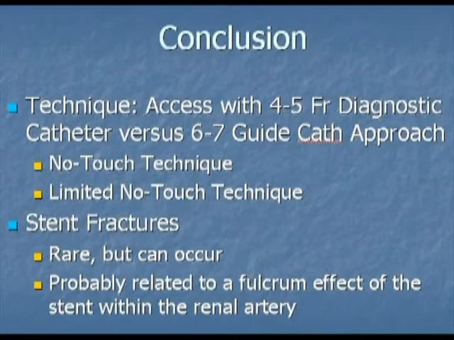And so in summary and conclusion, we've talked about the technique for renal stenting, gaining access either with a 4 or 5 French diagnostic catheter at the ostium with a coaxial approach, allowing the guiding catheter or sheath to be advanced over the diagnostic, versus a 6 to 7 French guiding catheter approach, either using a no-touch technique in which the guiding catheter does not touch the ostium, or a limited no-touch technique in which the 035 guide wire is left in place, advancing the guiding catheter near the ostium, and once near the ostium, the 035 is removed, allowing the guiding catheter to gently come near the ostium and allowing the 014 guide wire to cross and perform primary stenting.